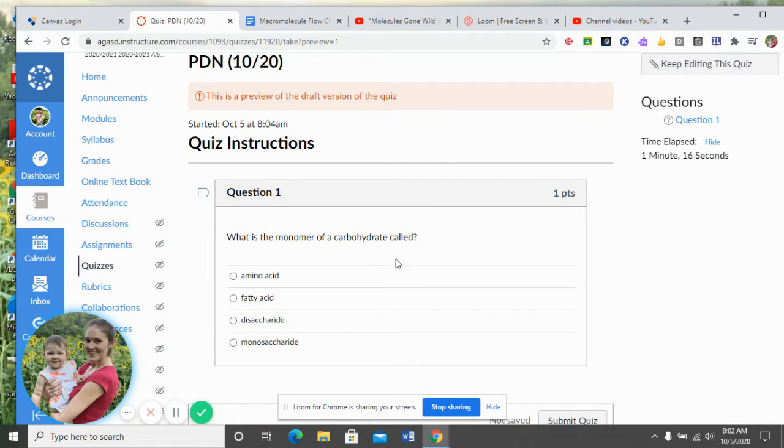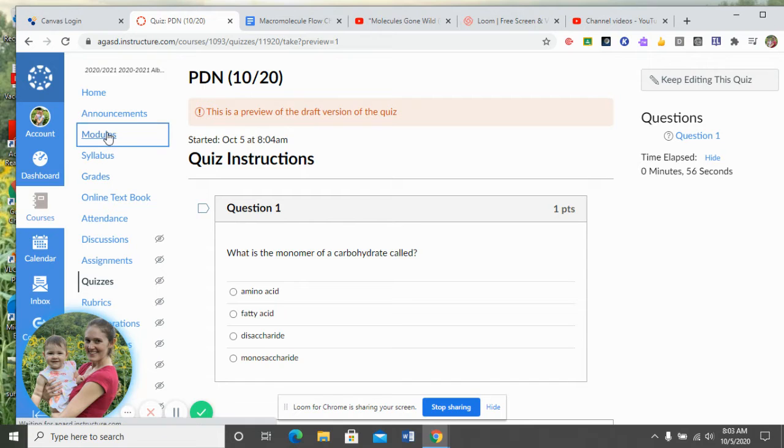What is the monomer of a carbohydrate called? This is part of your vocab actually, so hopefully you do remember. It should be some type of saccharide. Think about the prefix di or the prefix mono. Which one of those would mean one? That's the answer that you are looking for. And then you'll want to hit submit at the bottom there.